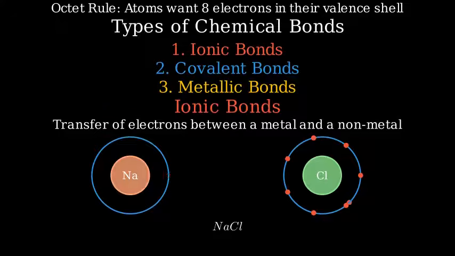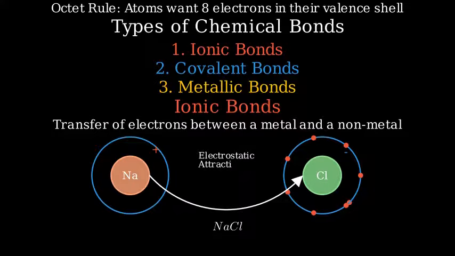Sodium donates its single valence electron to chlorine, allowing chlorine to complete its octet. As a result, sodium becomes a positively charged ion, Na+, and chlorine becomes a negatively charged ion, Cl-. These oppositely charged ions attract each other, forming the ionic bond.